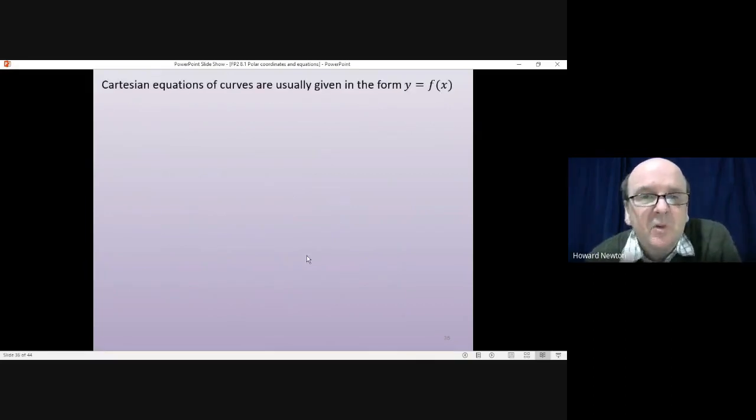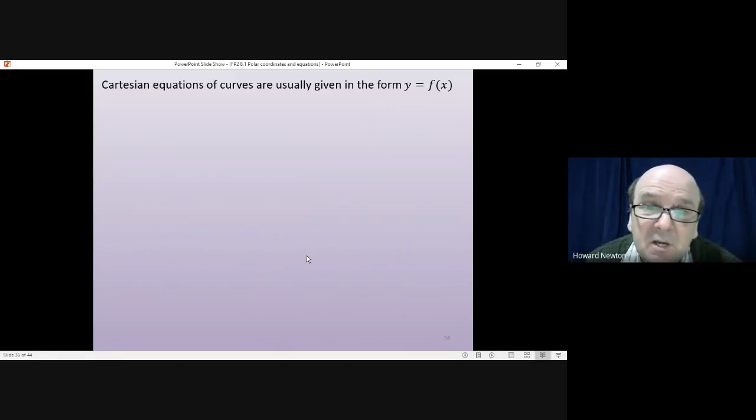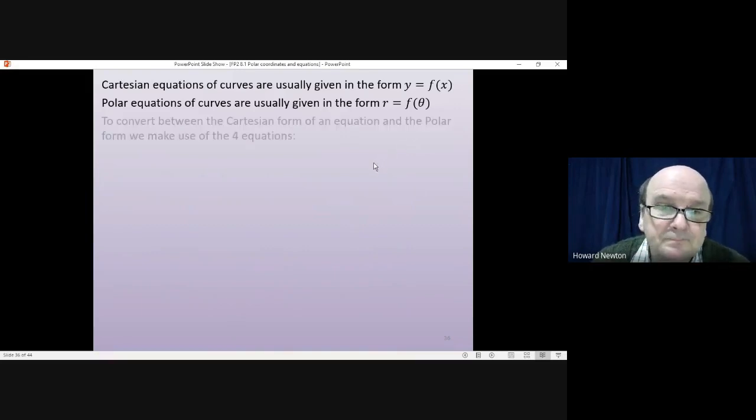Now we'll think about equations, so how you write polar equations of curves. First of all, Cartesian equations of curves are usually given in the form y equals some function of x. So y, the dependent variable, is equal to some function of the independent variable. In the same way, polar equations of curves are usually given in the form r is equal to some function of theta. It's not absolutely essential, but that is the normal thing to do, where it's possible.